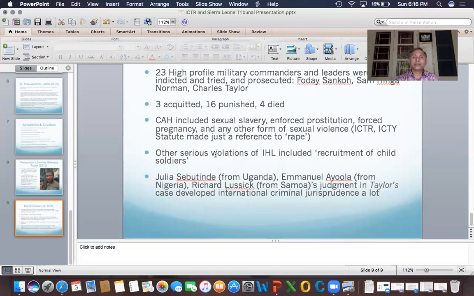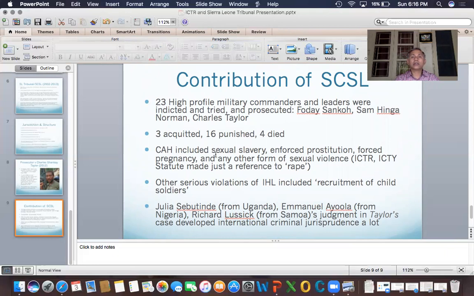Now I will move on to the last slide, which is how this special court has contributed to the development of international criminal law. And I will tell you that the special court indicted 23 high-profile military commanders and leaders. If I just name a few, Fode Sankoh, Sam Hinga Norman, and Charles Taylor, these were the most powerful persons during that time who had been involved in perpetrating these kinds of international crimes. So out of these 23 people who were indicted and who were tried, 3 were acquitted, and 16 were punished. 4 died. So it's not a case that all the persons who were indicted were punished. 3 were acquitted also.